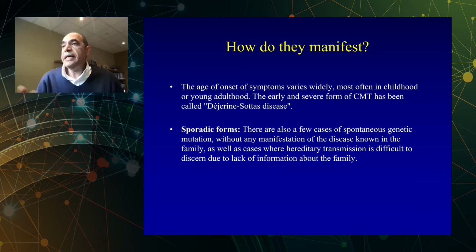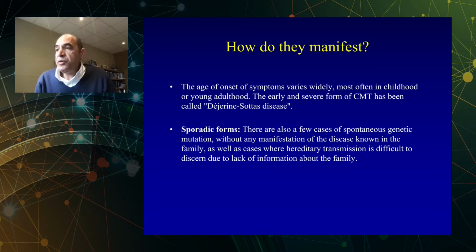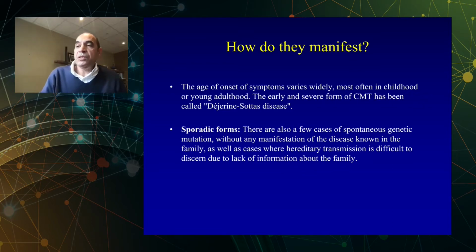How do they manifest? The age of onset of symptoms varies widely, most often in childhood or young adults. The early and severe form of CMT has been called Dejerine-Sottas disease. There are sporadic forms. There are also a few cases of spontaneous genetic mutations without any manifestation of the disease known in the family, as well as cases where hereditary transmission is difficult to discern due to the lack of information about the family.